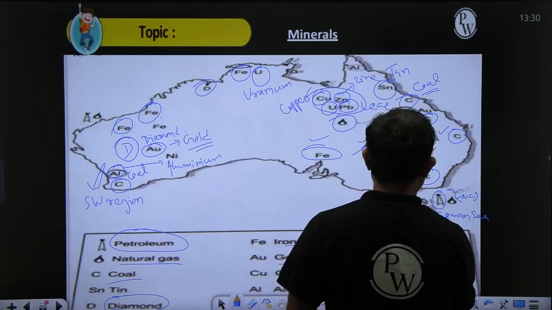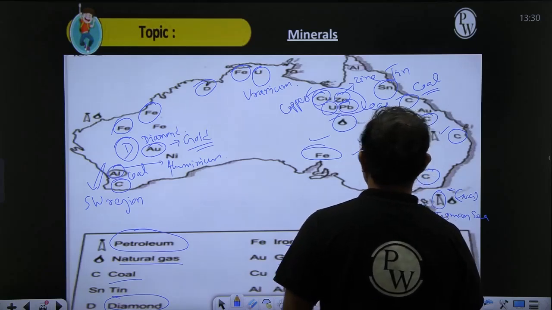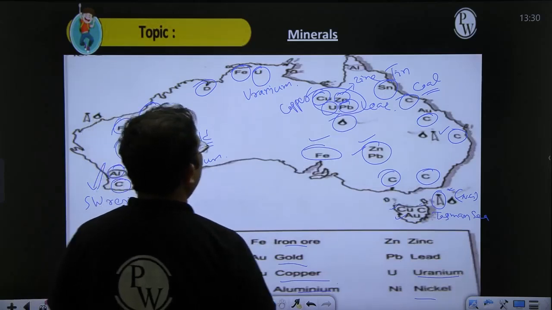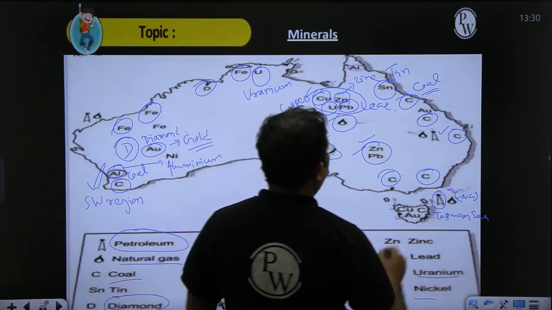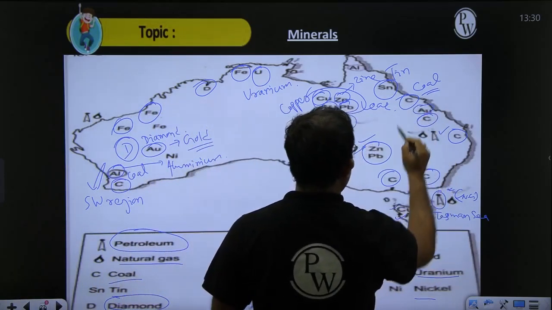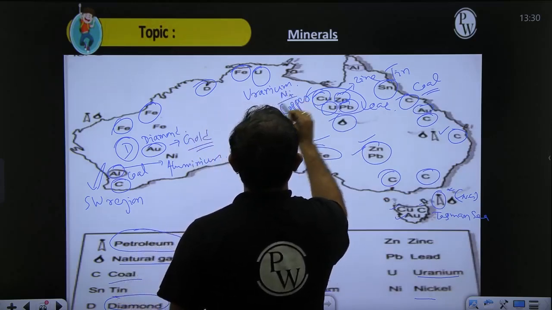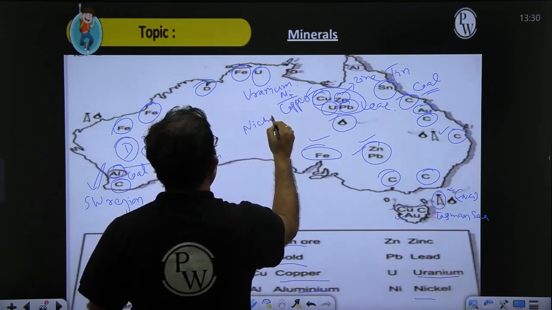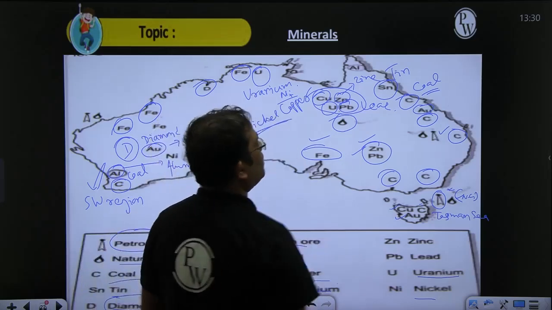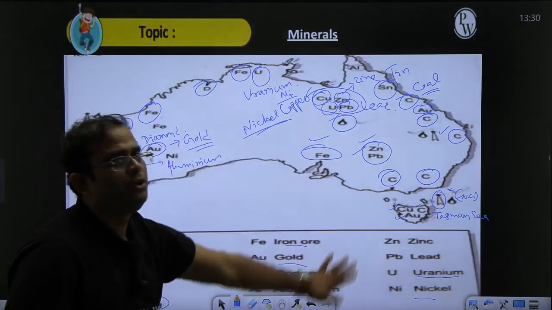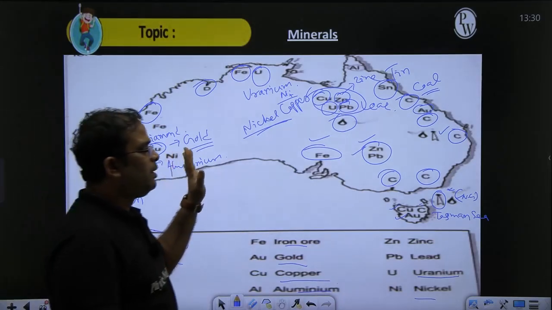Here see each one, copper, coal and your gold, and nickel you will also find in Australia. Nickel. Okay, right. This is also gold, and nickel also you will find in this province. Nickel also found. So nickel also you will find here. So we will see that Australia is blessed with many varieties of minerals that are deposited.